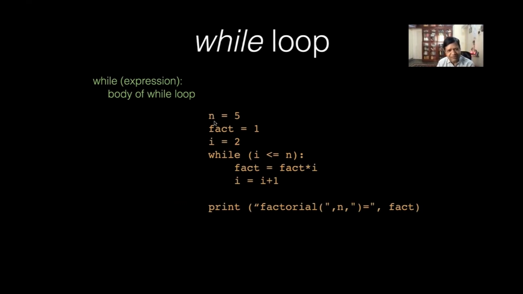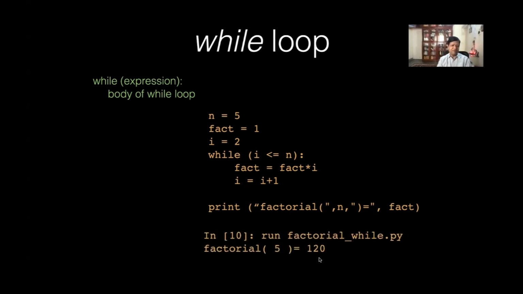Same as before, n is 5, fact is 1, i equal to 2. I create a new line, i equal to 2, while i less than or equal to n, which is 5, fact equal to fact star i, i equal to i plus 1. I increment i by myself, which need not have been done. The for loop is simpler, no? But anyway, to illustrate how while works. This loop has the same functionality. As long as this condition is true, you go inside, otherwise get out, and print the same. If you run it, you will find the same answer.